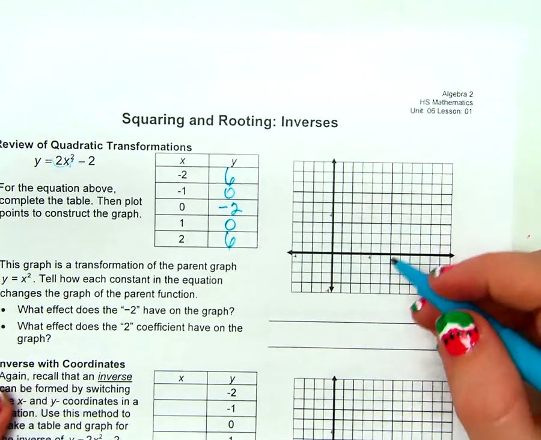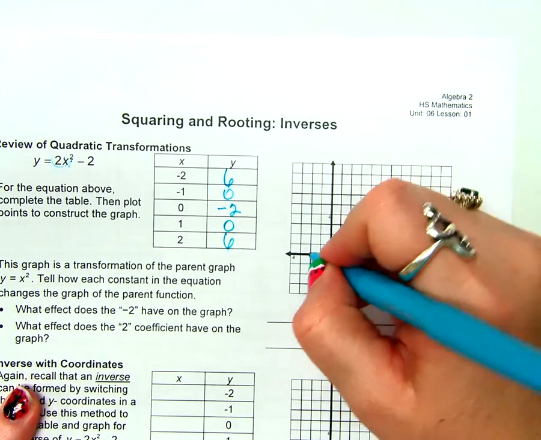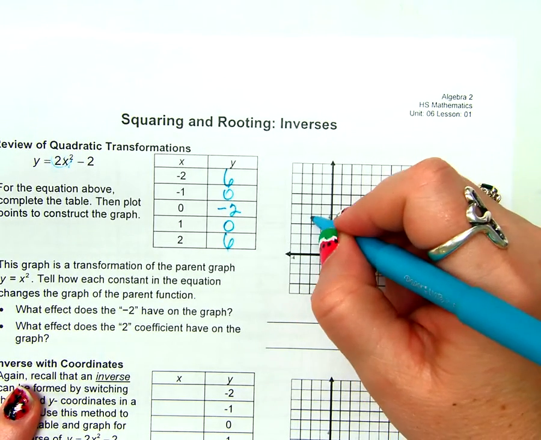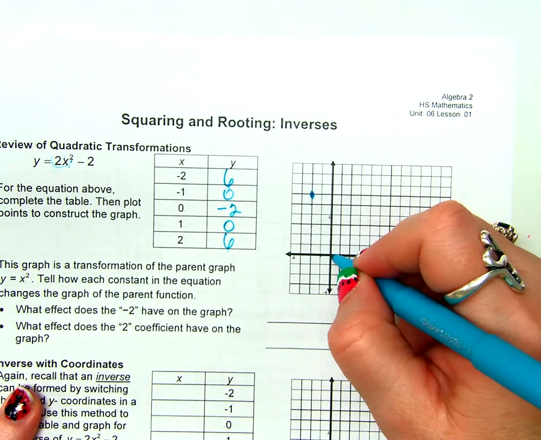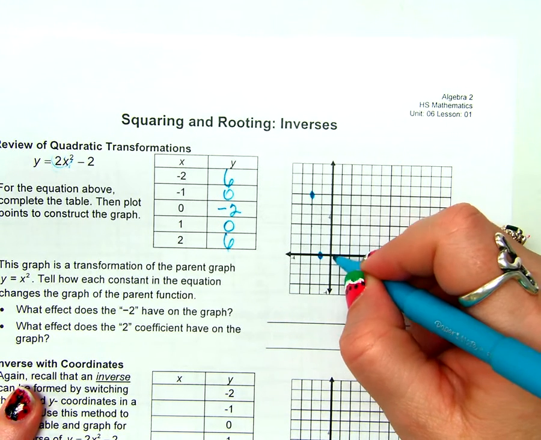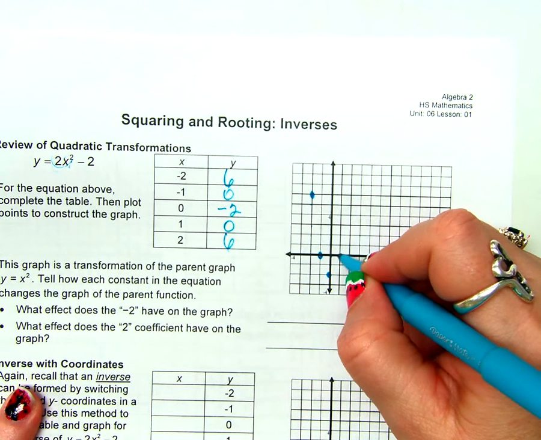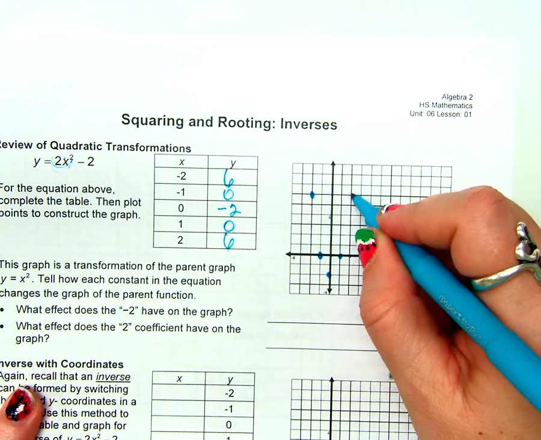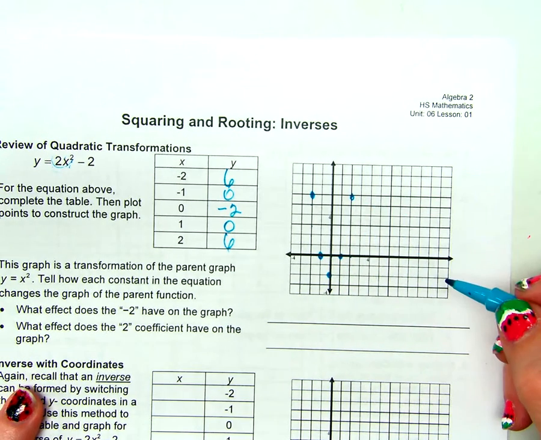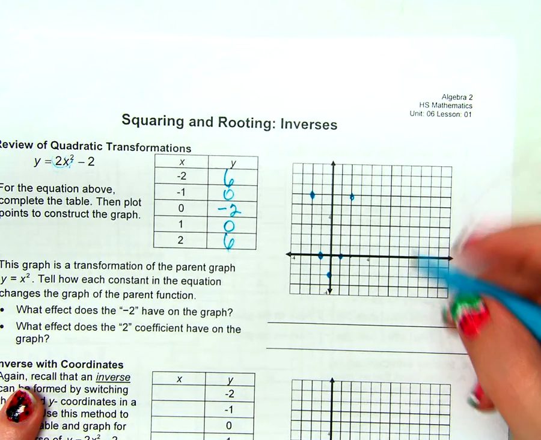So plot these points. -2, 6. -1, 0. 0, -2. 1, 0, and 2, 6. They are our zeros. Good catch.